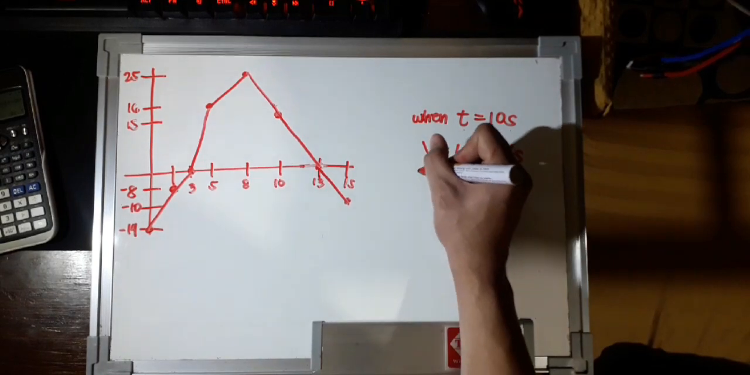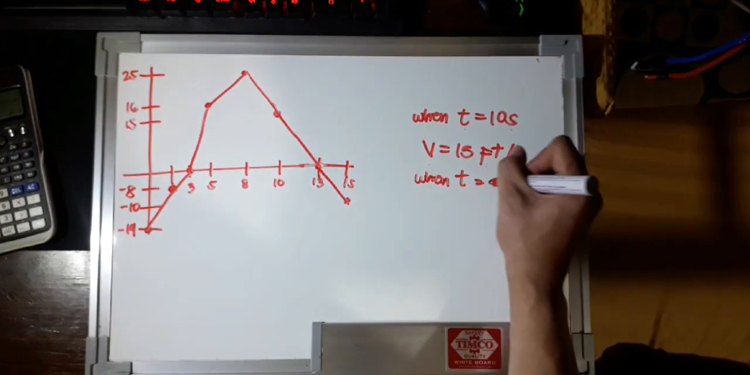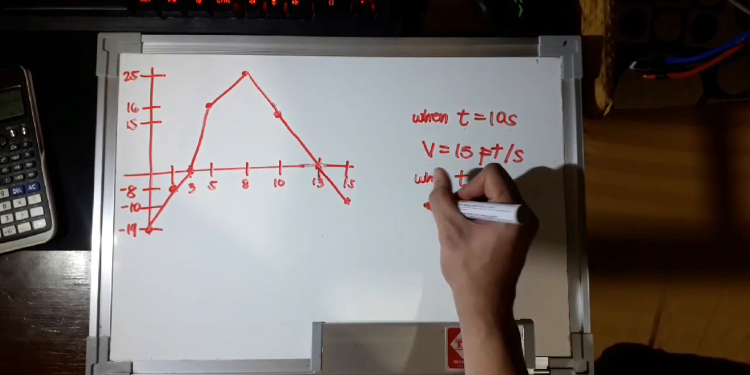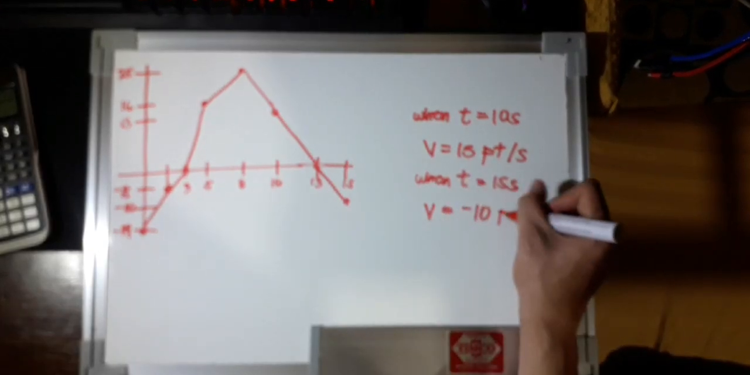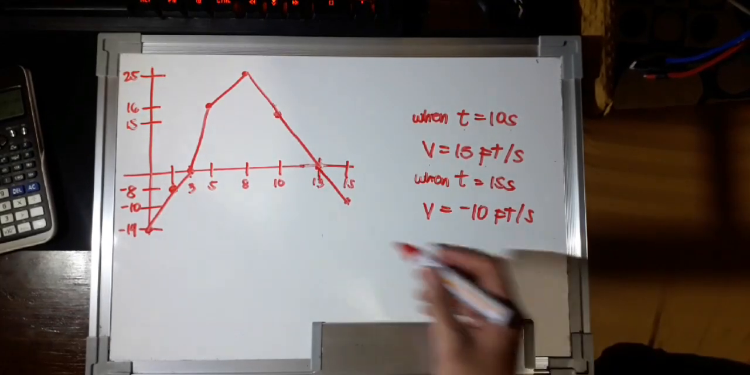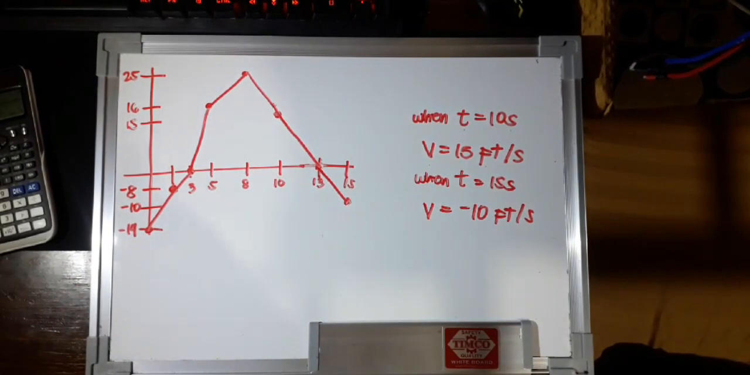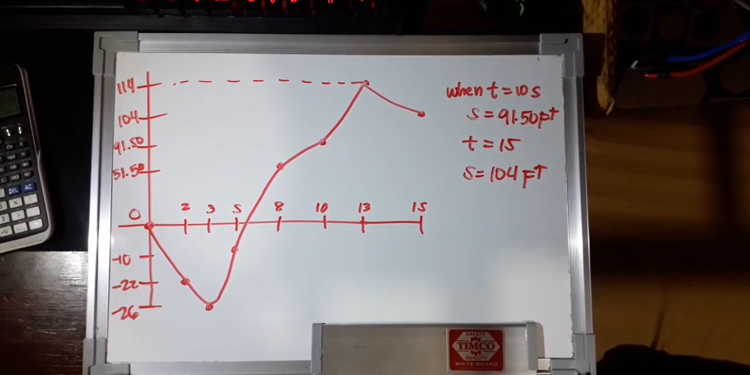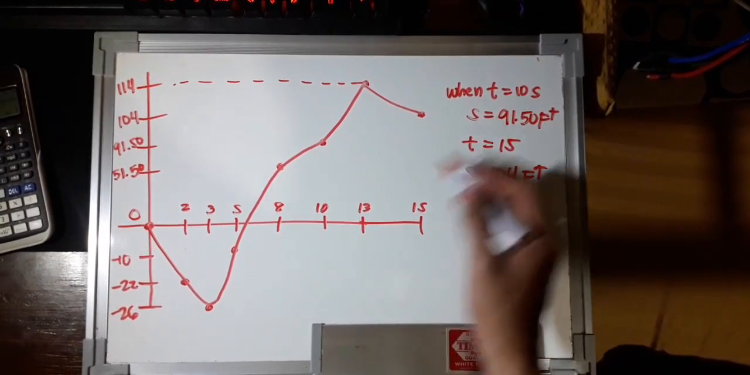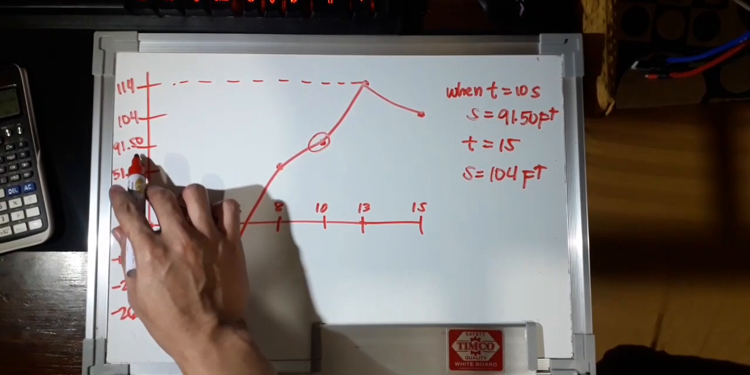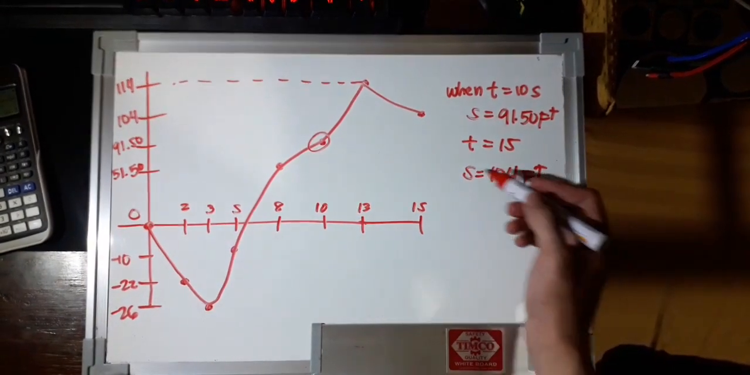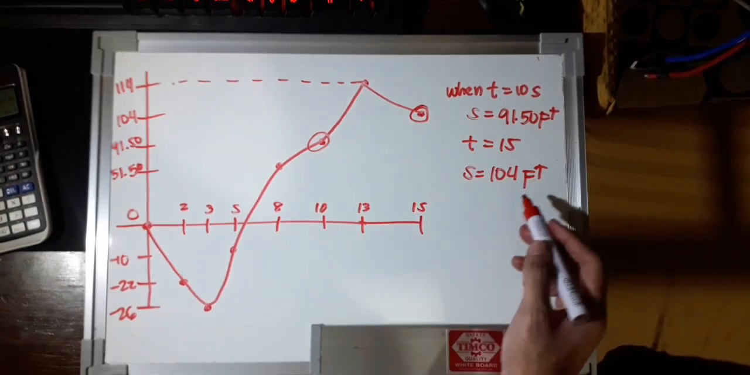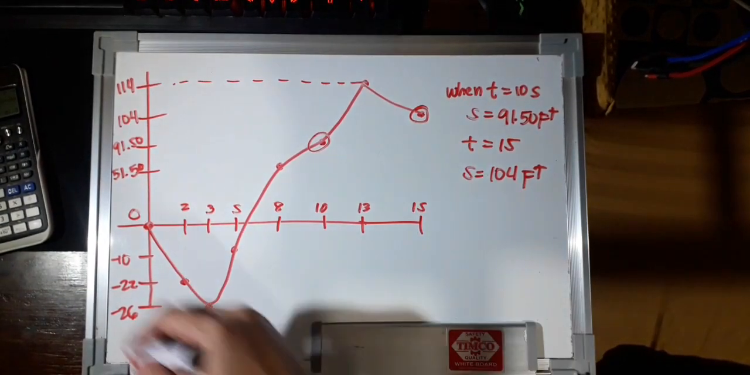When time is equal to 15 seconds, yung velocity naman natin is equal to negative 10 feet per second. So ito na rin yung point na yun. So all in all, ito na yung graph natin for the VT graph, including problem number 1 and problem number 2. Ang nadagdag lang sa ating problem number 1 is when time is equal to 10 seconds, 91.5 feet yung position niya. And then when time is equal to 15 seconds, 104 feet naman yung kanyang position.